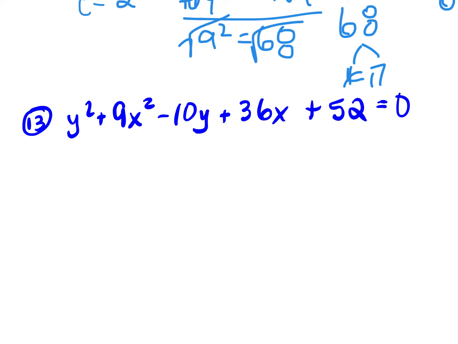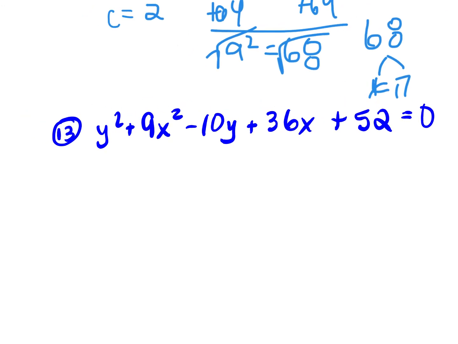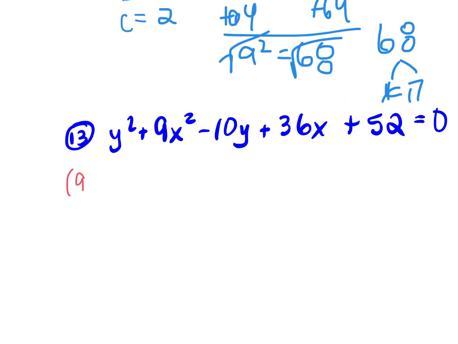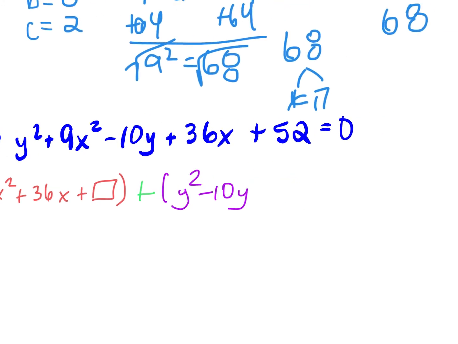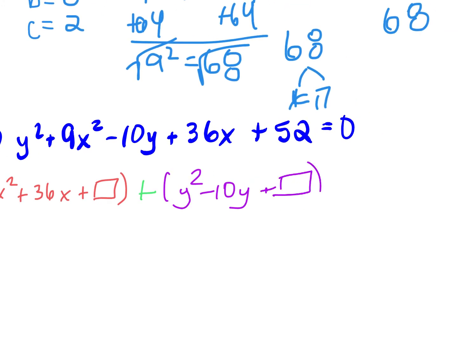All right, same thing for the second one. This next one should say number 13. I'm going to keep my x's together and my y's together. So first thing I'm going to do is say, okay, I got my x's: 9x squared plus 36x plus the box. And I have plus, now I'm going to put my y's together. Y squared minus 10y plus the box. And I'm going to move 52 to the other side, gives me negative 52.